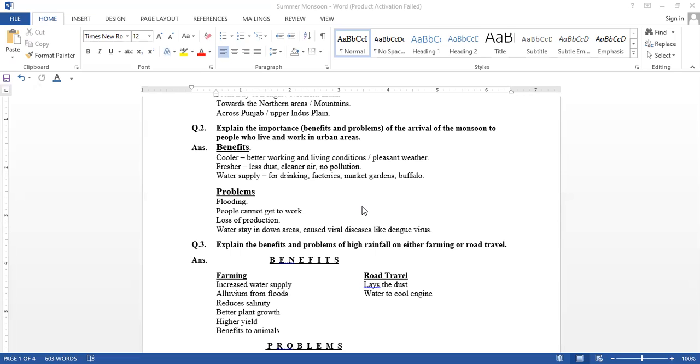Secondly, the dust finishes, meaning pollution really finishes. Everywhere there is clean air blowing, and after the rain the market gardens are fully irrigated, and the buffaloes also take a bath in the rainwater as well as drink the water. So these are the benefits in the urban areas.